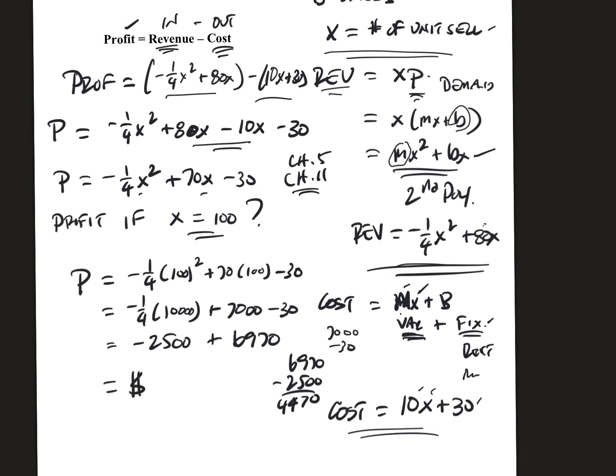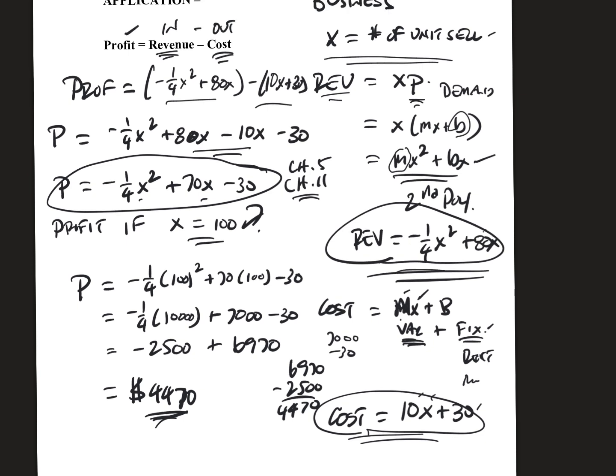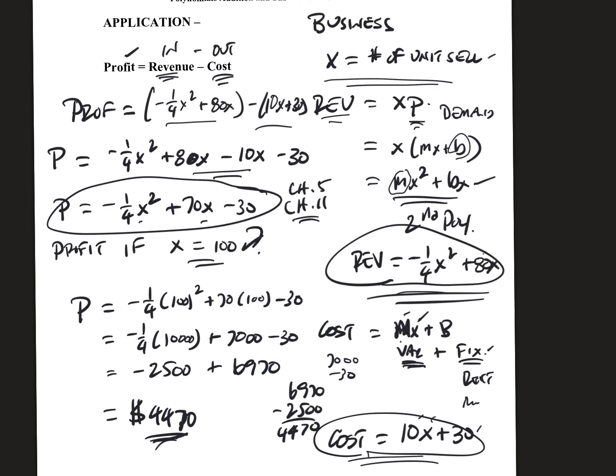So my profit, given the functions that we have, if my revenue function was given by this one and my cost function was given by that line, and if I wanted to know what my profit is if I created 100 units, then my profit based off of this model would be $4,470. Okay, excuse me for that cough. So there's a quick application of why we would want to add or subtract polynomials.